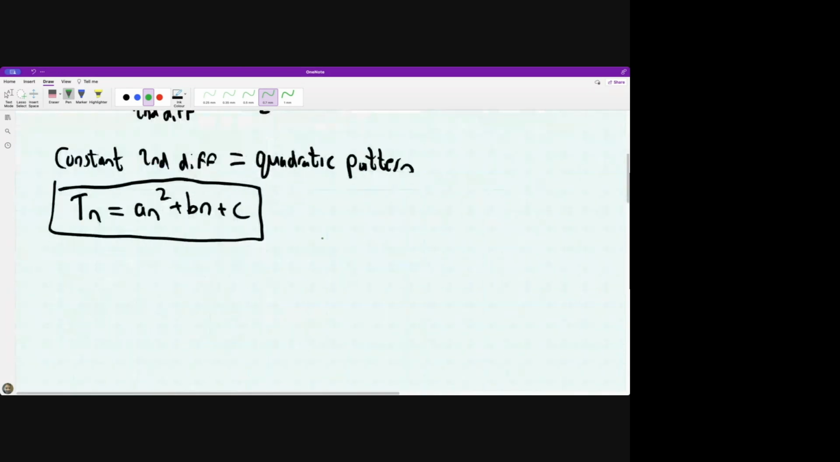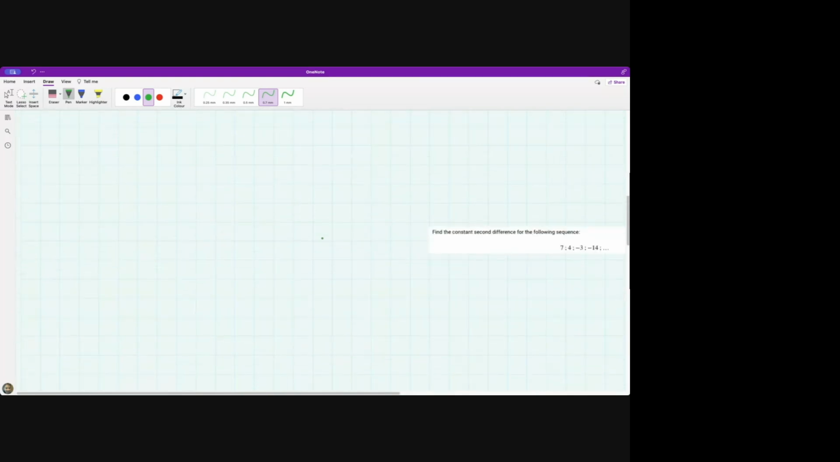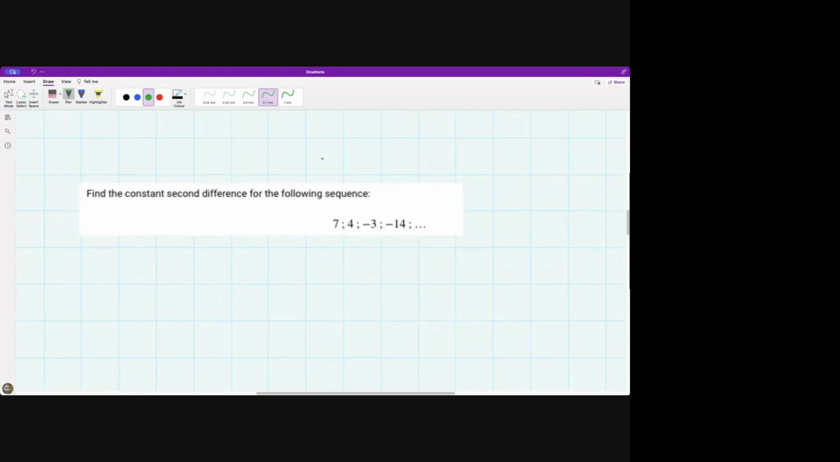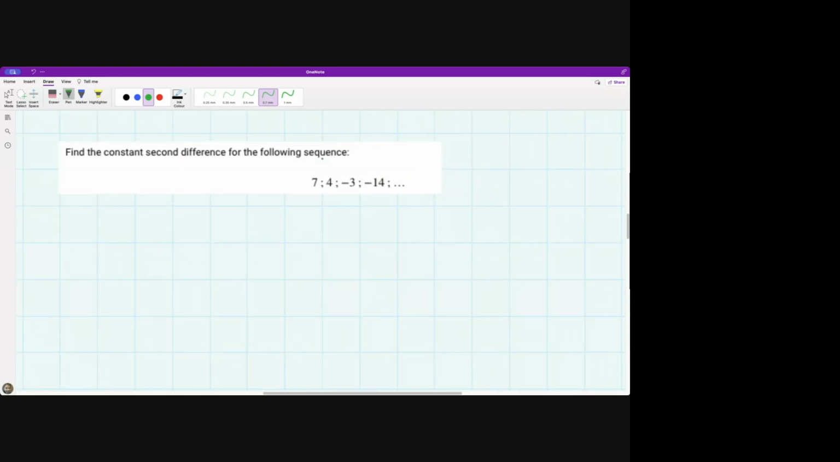Okay, let's go to this next one. Find the constant second difference for this number pattern. What do you get for this?